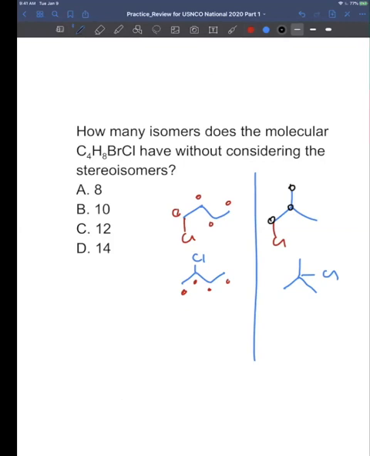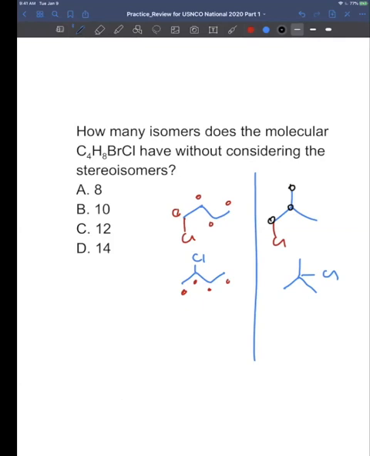I think the answer is C, right? As I showed here, we have two skeletal structures for the 4 carbons, either a chain or a chain with a branch, right? Left side and the right side.